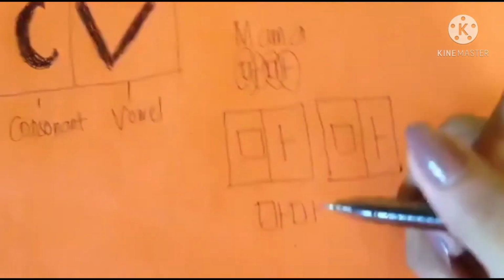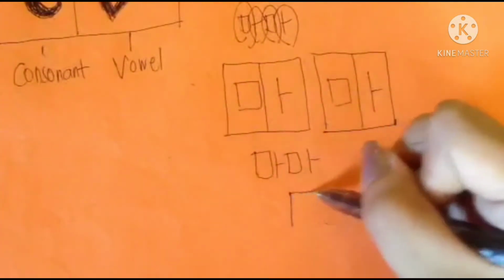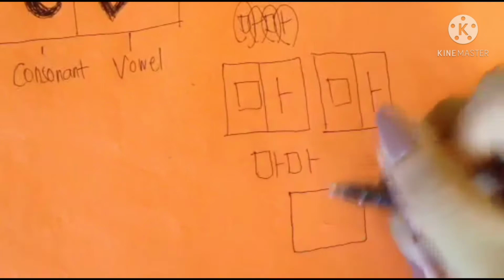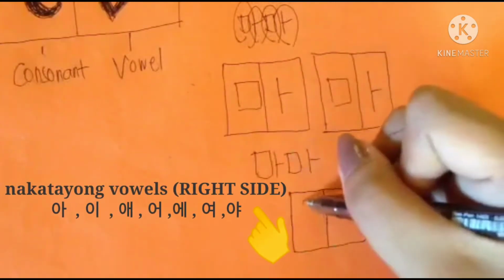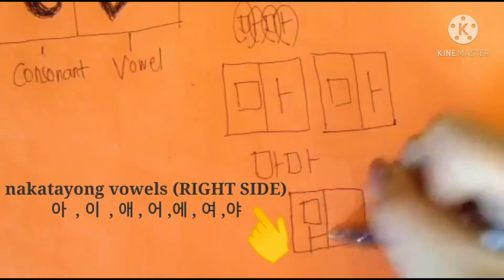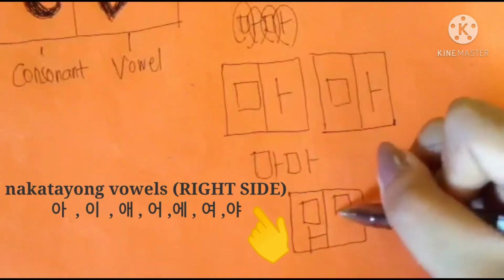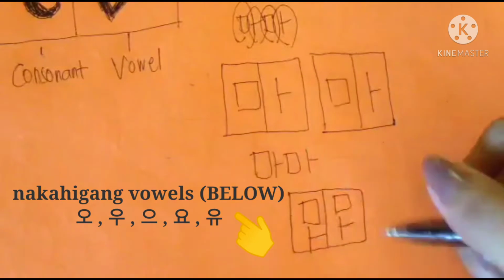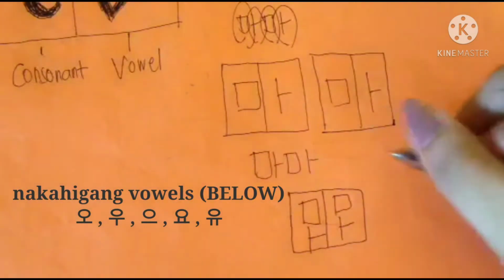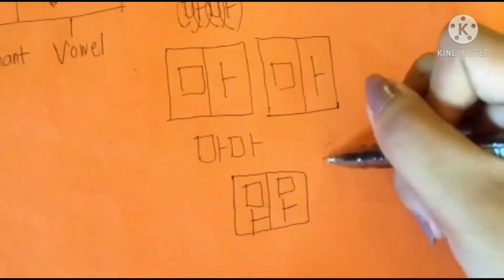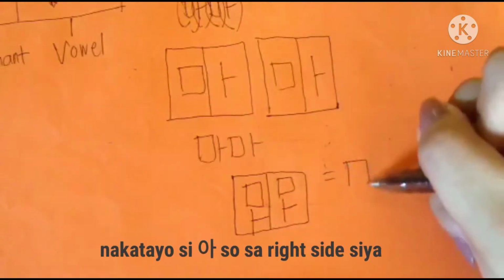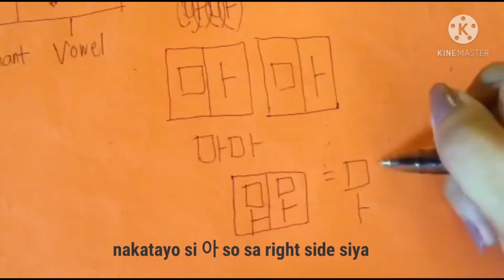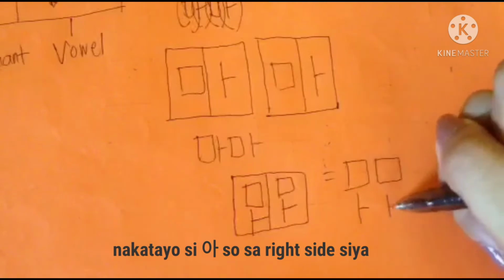Ma'am, tanong, bakit sa right side nilagay yung vowel na A at hindi sa baba? Explanation is, kapag mga ganitong vowels, dapat sa right side nilalagay yon at hindi sa baba. Kapag naman ganitong mga vowels, sa baba nilalagay, okay? But this vowel is A. So, right side natin lagay. At hindi sa baba.